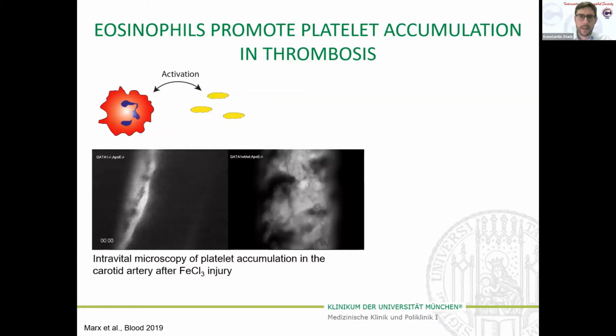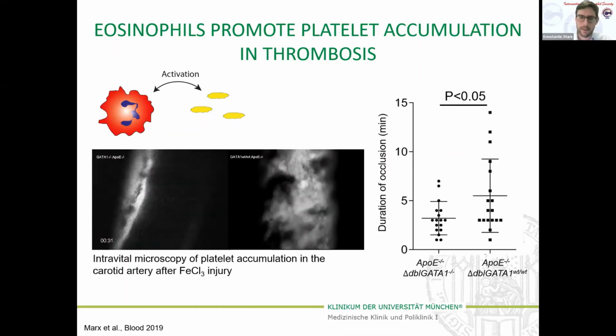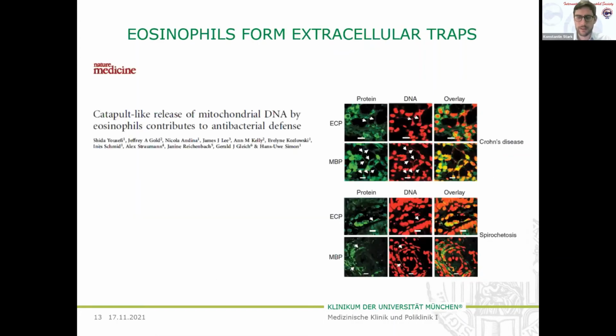So we went on to investigate our ApoE mice, which have atherosclerosis, and compared the ones which had eosinophils to the ones which did not. And there we saw that the ones which did not have eosinophils formed less thrombi within the carotid artery. So the question is, why do these mice form less thrombi?